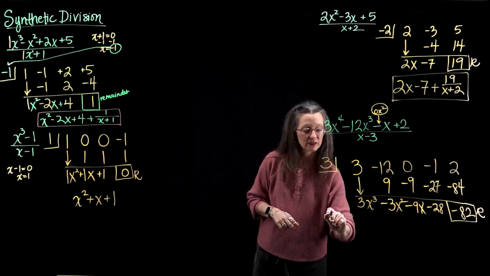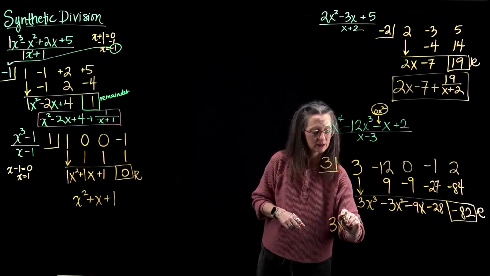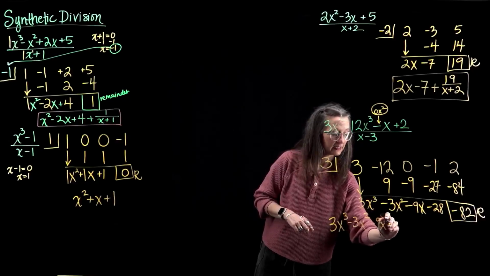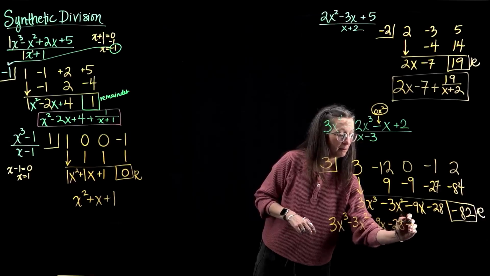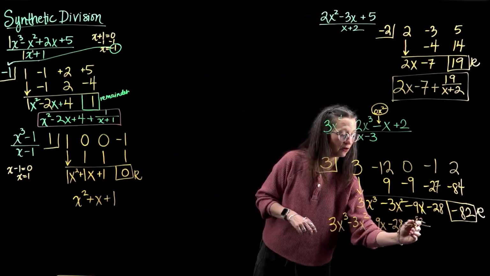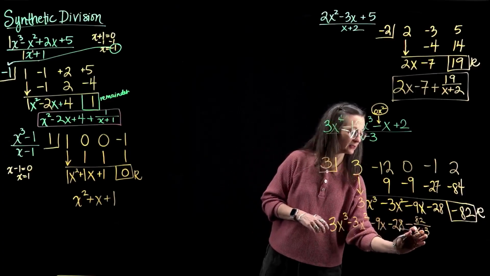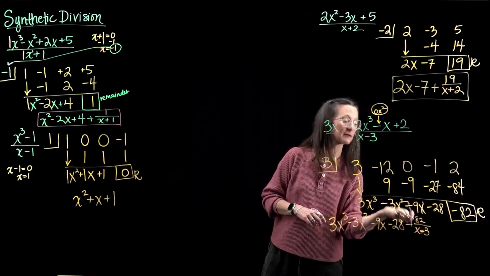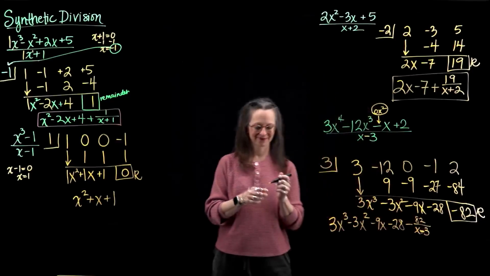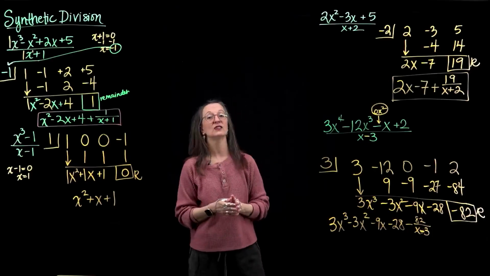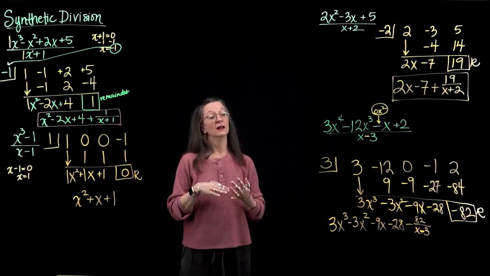For my final answer, I would write it 3x cubed minus 3x squared minus 9x minus 28 minus 82 over x plus. Oh, that wasn't a plus, it was a minus. x minus 3.